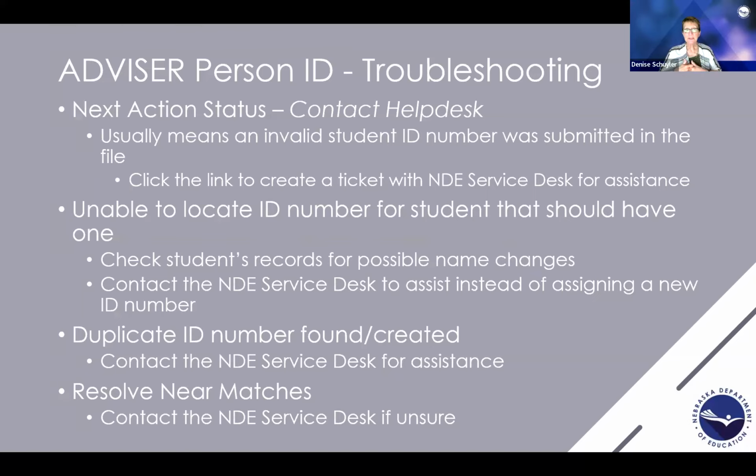So just some troubleshooting tips here for you. If by chance you should get a next action status that says contact help desk, usually that means there's an invalid student ID number submitted in the file. It could just be a transposed number or a typo in there somewhere. You can click that contact help desk link and it'll create a ticket. You can just send an email to advisorhelp@nebraskacloud.org and let us know you got this message. We will need to assist with this. We'll have to locate the invalid ID number for you and then work with you on correcting it.